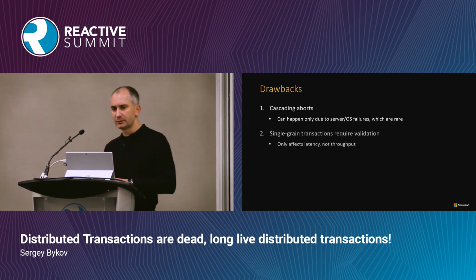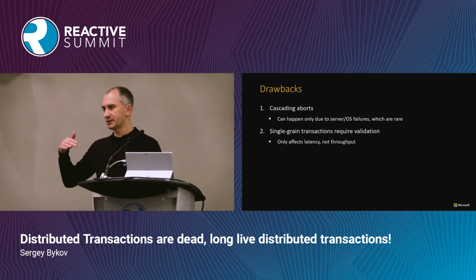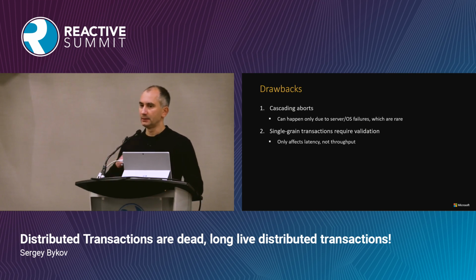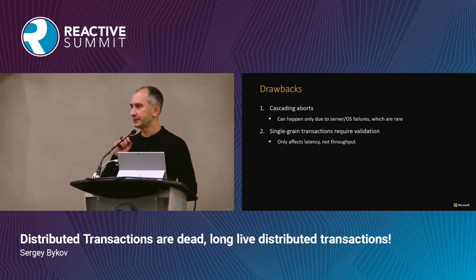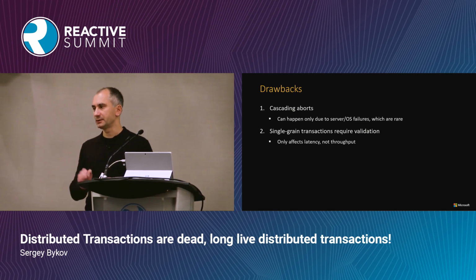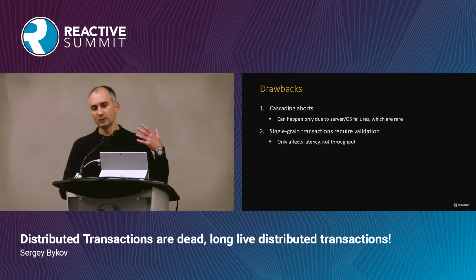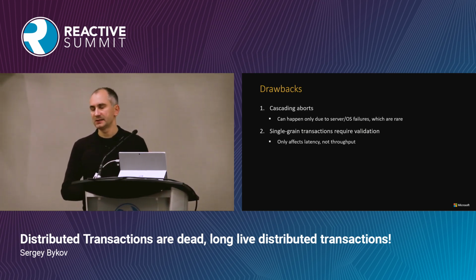Maybe a less obvious drawback is that, remember that getBalance method, it had the transactional attribute. Because of that, even when you do a read-only operation like getBalance, it has to go and do a round trip with the transaction manager. It has to validate its transaction, even though it's just a read operation. So it adds to latency, but doesn't impact throughput, really.